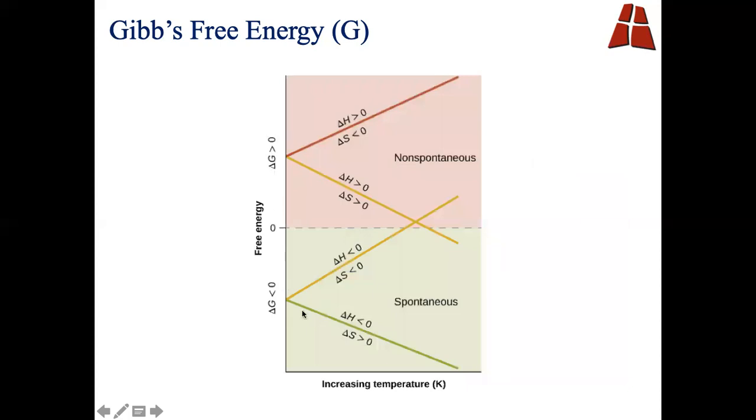This figure does a nice job illustrating that as well, where we have free energy on our y-axis and increasing temperature on our x-axis. As our temperature goes up and up, at a certain point these lines would cross, and an endothermic reaction where we have to put heat in might no longer be spontaneous if our entropy cost gets too big, because that entropy cost is tied directly to temperature.